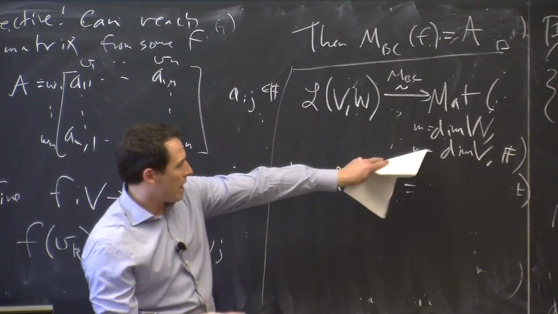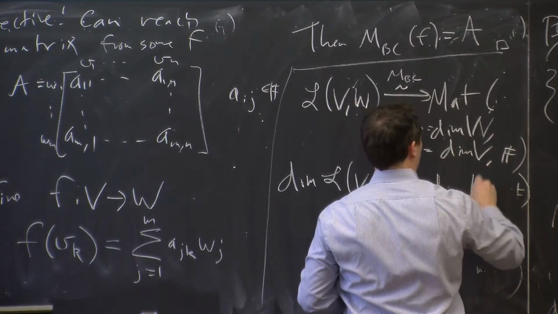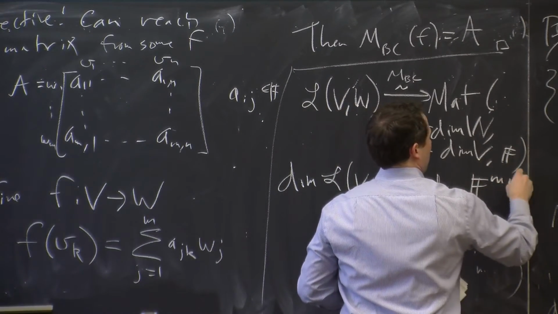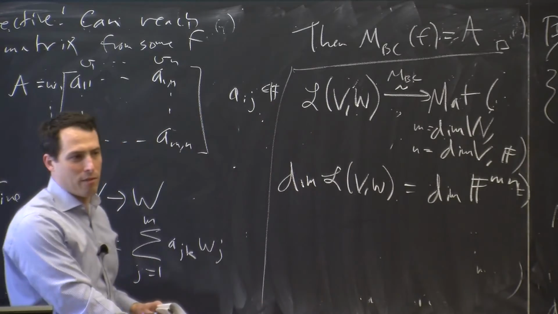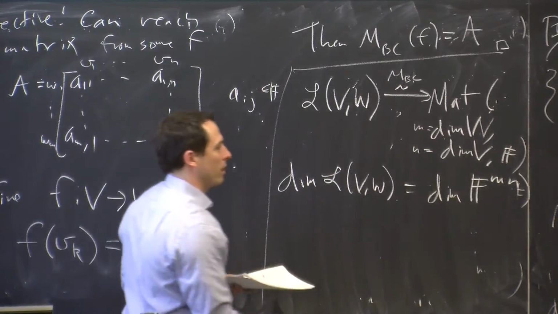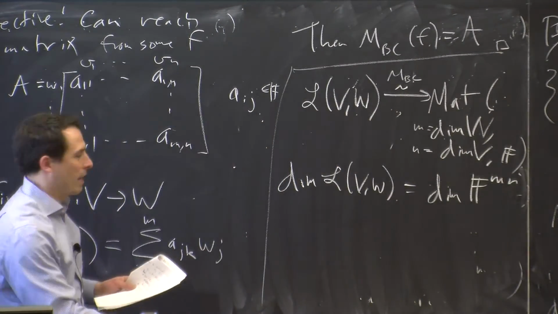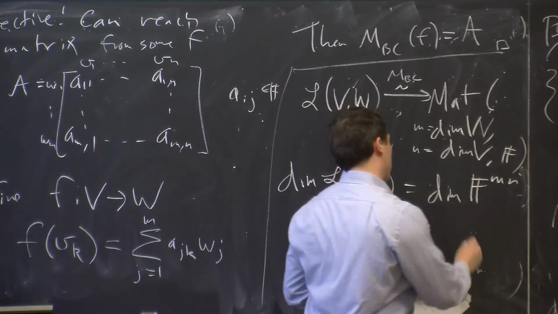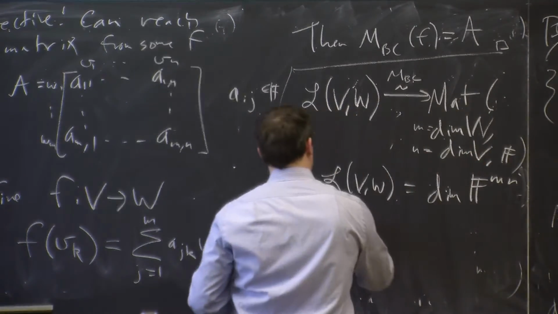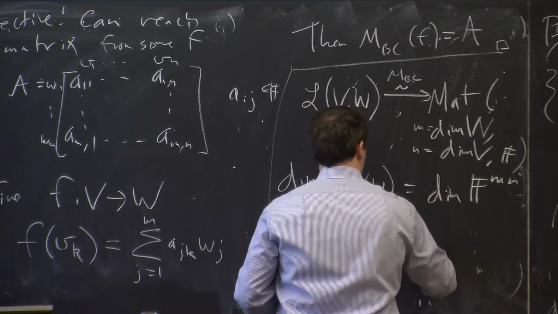But as a vector space, this is nothing special. This is just m times n elements of the field, right? It doesn't know that it's in a matrix form. It's just a list of elements. As a vector space, it knows nothing about the fact that it's a matrix. So the dimension is equal to m times n, or dim W times dim V.